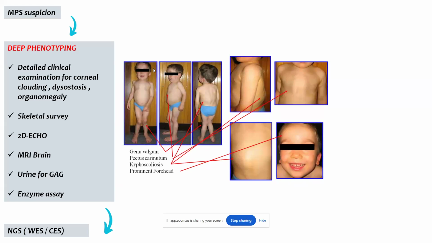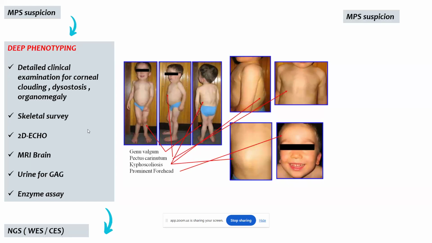But if you see in this particular algorithm, you end up spending a lot. Skeletal survey, 2D echo, MRI brain, 10, 15, urine for GAG, another $2,000. Enzyme is another 3,000 to $5,000. The whole battery itself takes around $20,000, plus the whole exome sequencing, which is another 10 to 15,000. So the whole financial burden is going to be extremely high in this particular algorithm.